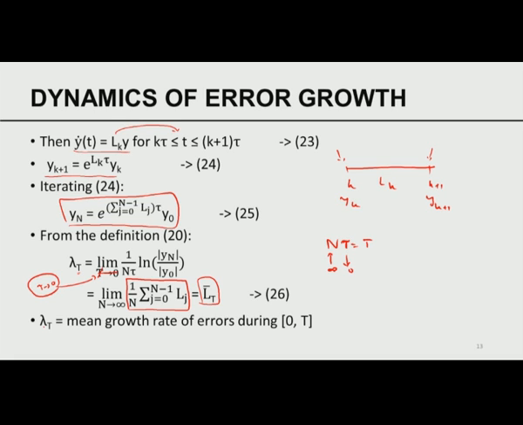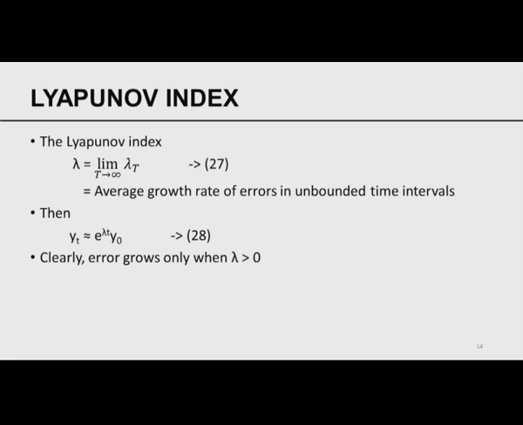Now what do I want to get? The Lyapunov index. Let T go to infinity. That is the definition of Lyapunov index. So what is the Lyapunov index? It is the limit of lambda T with capital T going to infinity, and that gives rise to the definition of the average rate of growth of errors in unbounded intervals. So what does that tell you? If lambda is defined that way, you can now see that y of t at any time is equal to e to the power of lambda t times y0.